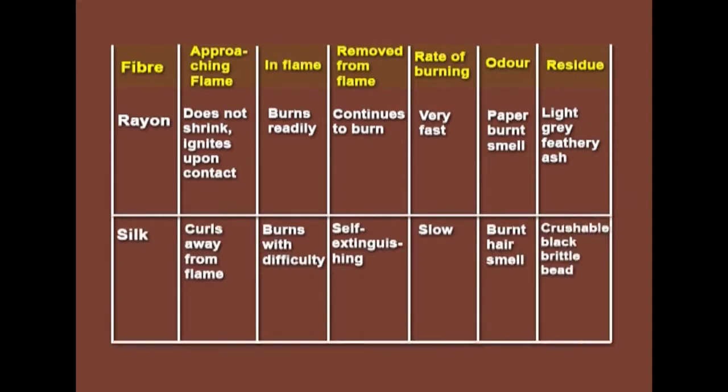Then coming to the protein fibers like silk. Silk curls away from flame when you take it near the flame, and it burns with difficulty within the flame, and once you remove from the flame, it is self extinguishing, and the rate of burning is slow, and it gives a burnt hair smell, and also it leaves crushable black brittle bead. When you crush it, it will be crushed into ash.